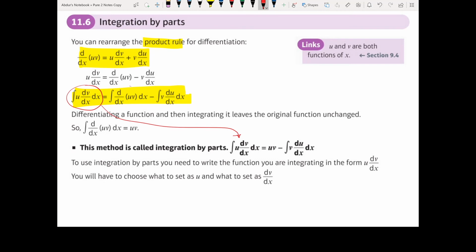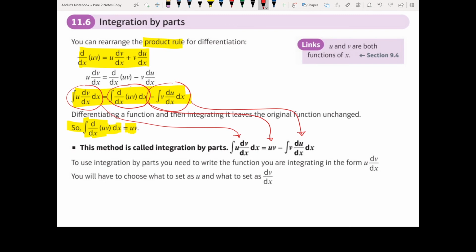Then if we look at this term here, which is the integral of d by dx of uv. Essentially what we're doing here is this. We said that if you differentiate uv, you get d by dx of uv. So if you integrate that, surely you should get back to the same thing, which is uv. So that's how this simplifies to just simply uv. And then we've got the minus integral of v du by dx, which cannot be simplified. We'll keep it as that.